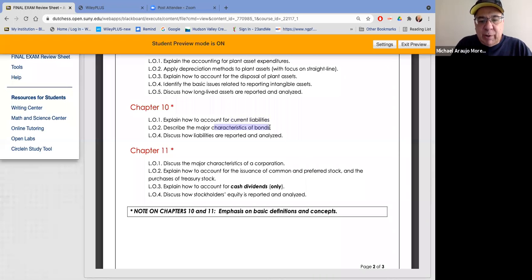We also learned in Chapter 10 about bonds payable. Bonds are long-term loans from investors, so they will be long-term debt, long-term liabilities, bonds payable. And we also looked at a few ways in which liabilities are analyzed, such as the debt to equity ratio, times interest earned, very, very important issues. Chapter 11, some advantages and disadvantages of corporations.